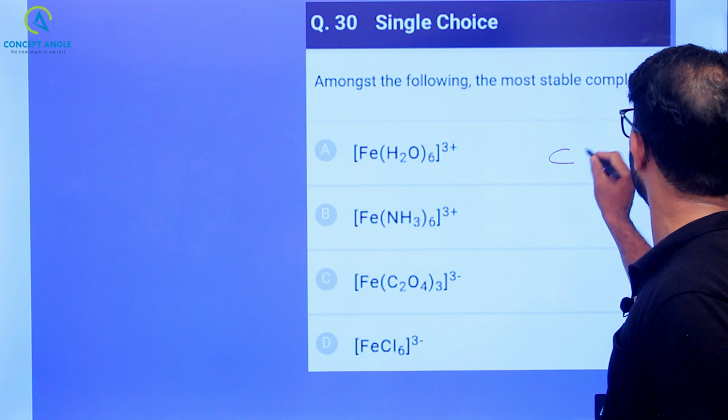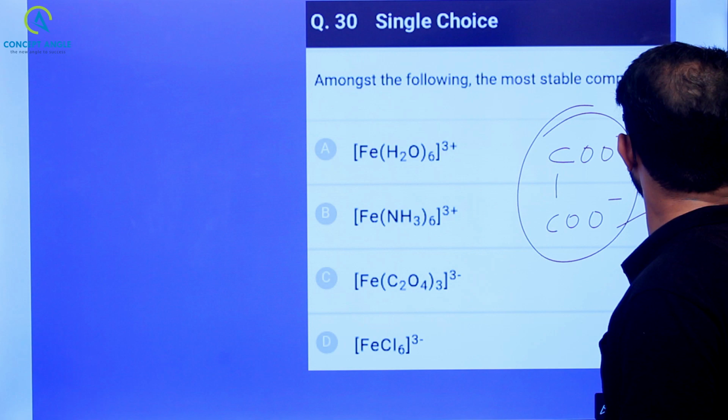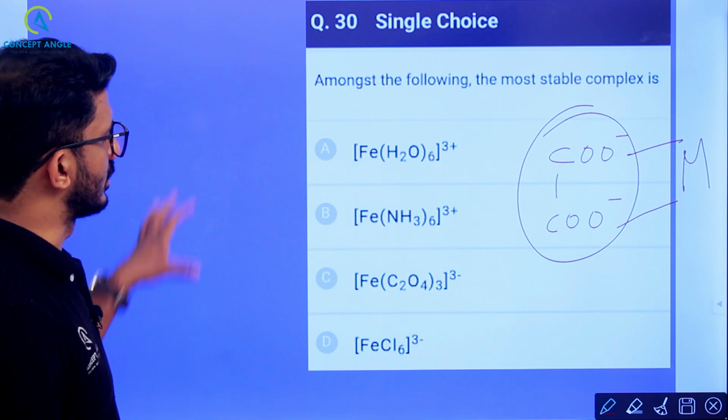What is C2O4 2 minus? It is the oxalate ion, denticity is 2. So one ligand can form two bonds with a single metal atom, so a chelate is formed. When a cyclic structure, a chelate complex, is formed, that makes it stable.